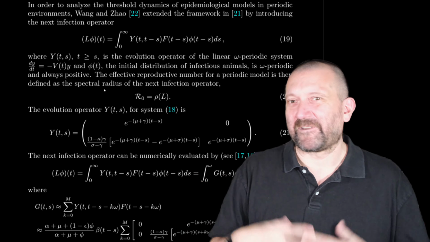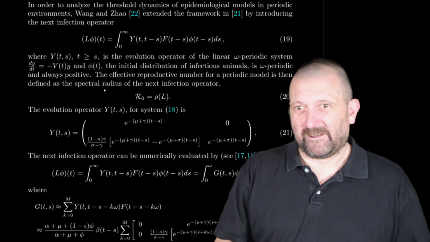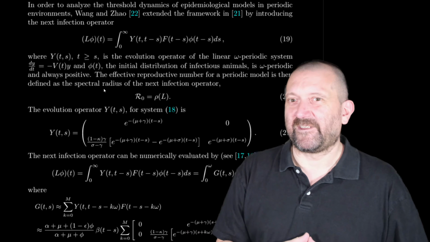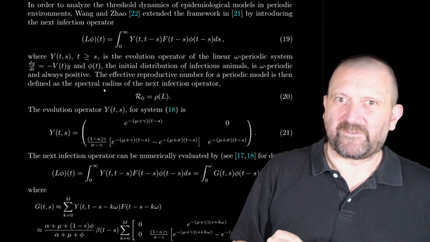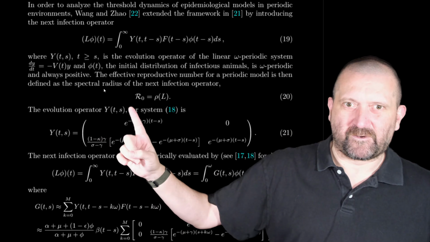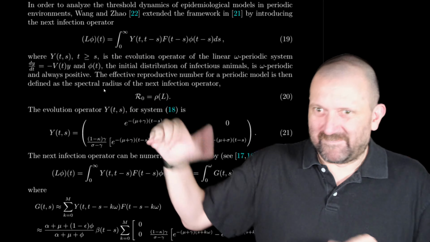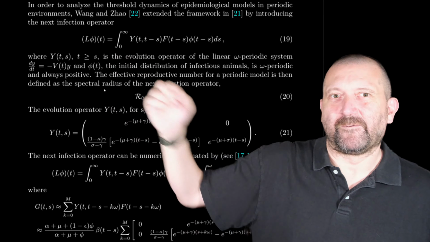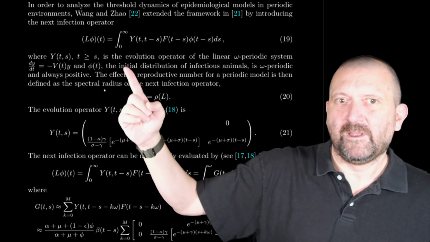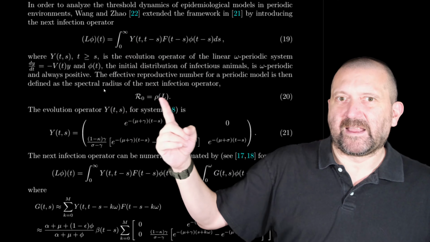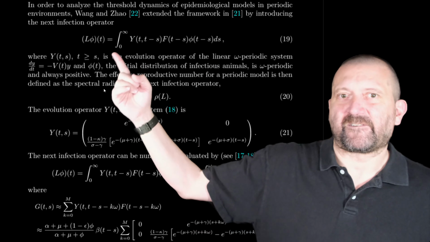This is interesting. They explain how to compute the R0, which is much more complicated in the periodic case than it is in the non-periodic case. So I've included this brief description of the computation of the reproduction number here. What you have to do is introduce what's called a next infection operator that looks something like so, and then you find the reproduction number as the spectral radius of that next infection operator.